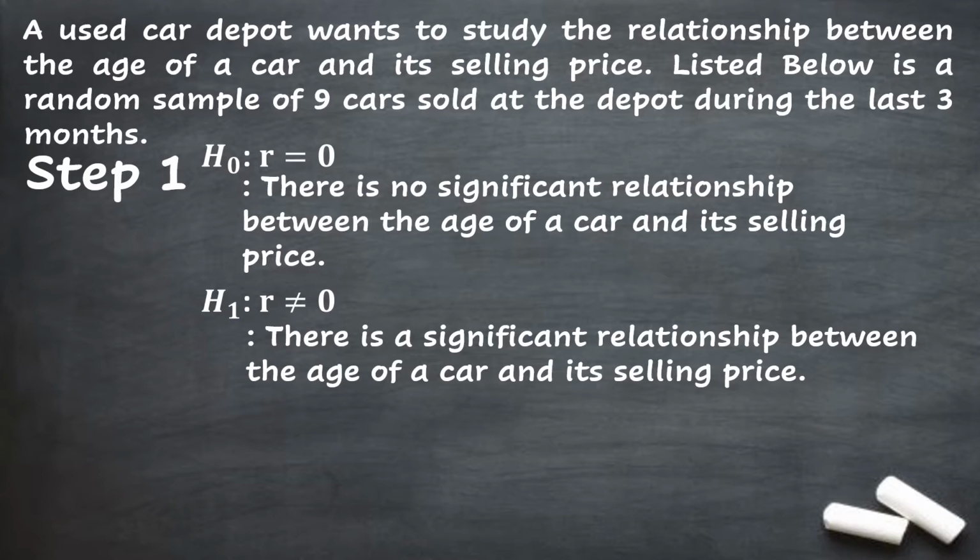For step 2, for problems under Pearson R correlation, we have to identify the alpha level, the number of tailed tests, and the degrees of freedom. For the alpha level, as you can see, it is not stated in the given problem. So if the alpha level is not stated in the given problem, then automatically the alpha level for that given problem is 0.05.